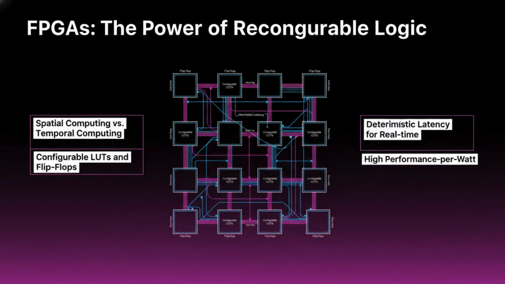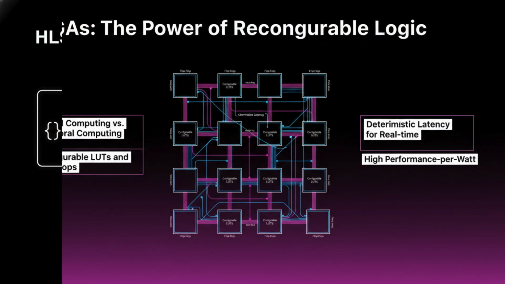Field Programmable Gate Arrays, or FPGAs, represent a fundamental shift from instruction-based computing to spatial computing. In an FPGA, you are not writing software for a fixed processor, you are designing the hardware circuit itself. This allows for extreme customization and deterministic latency, which is vital for high-frequency trading or real-time signal processing. The programming here involves configuring lookup tables, flip-flops, and DSP slices. By tailoring the hardware to the specific algorithm, we can achieve massive performance per watt improvements over traditional CPUs.